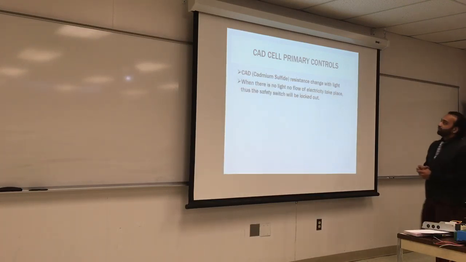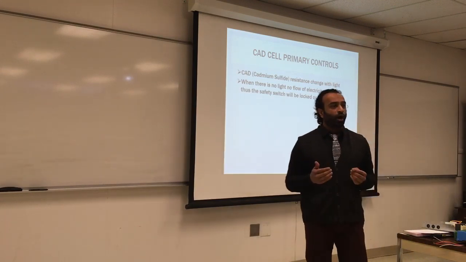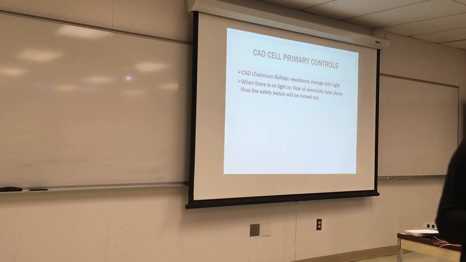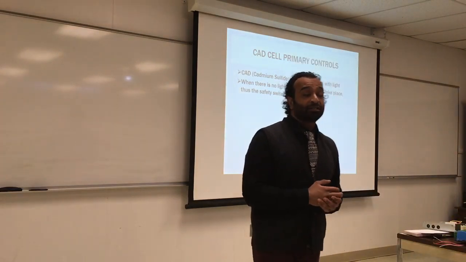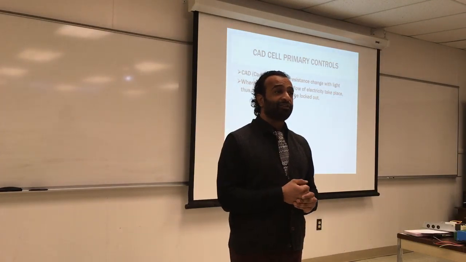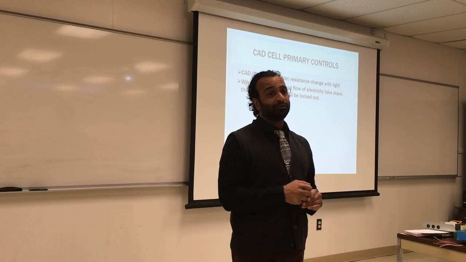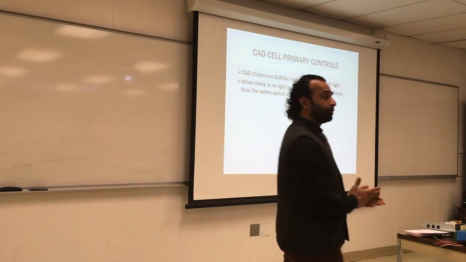So when there is no light, there is no flow of electricity because the resistance is too high. Basically the CAD cell acts as a switch. We have to run current through it, and if the resistance is too high, it's not going to go through. Make sense? You can't jump it because you don't have enough voltage. What is the voltage going to the CAD cell? Very small, 24. If you have 10,000 ohms, it's not going to go through.